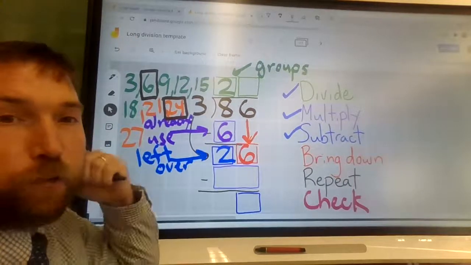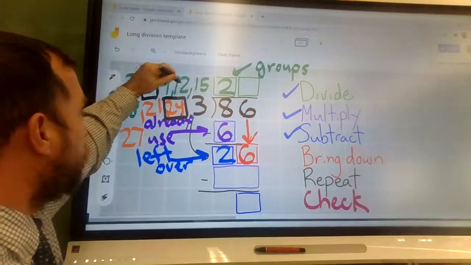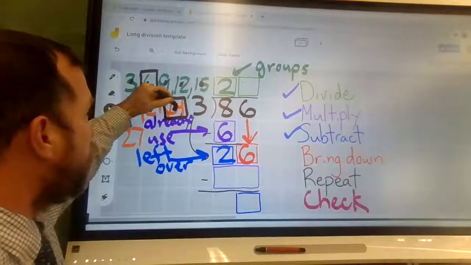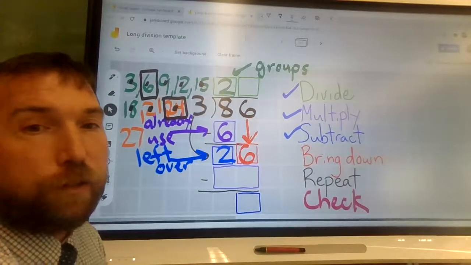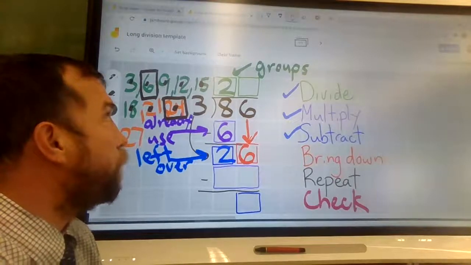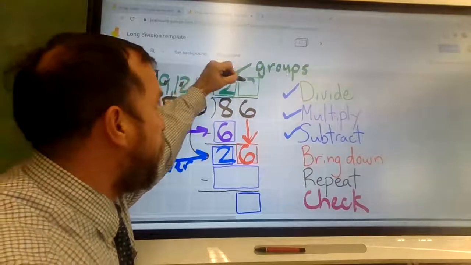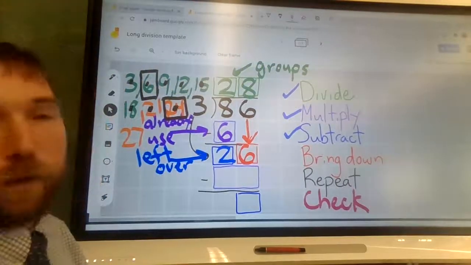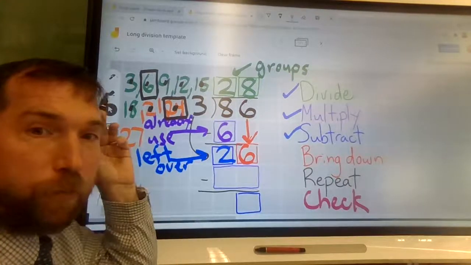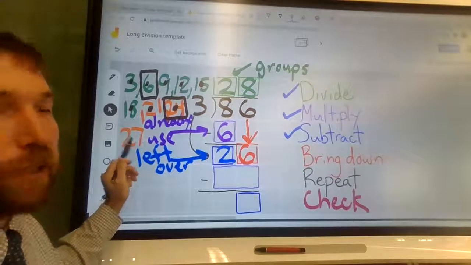And how many groups is that? Then you would count the groups. 1, 2, 3, 4, 5, 6, 7, 8. I was able to use 8 whole groups. Or it has to be kind of whole groups here. That's the number that goes up top. Okay? That's how many whole groups I was able to make with the 26 that were left. I didn't quite, again, have enough for 27.